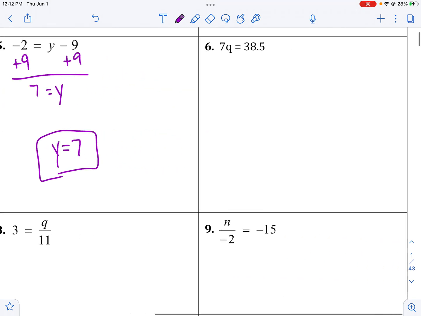And on number 6, I've got 7 cubed is 38.5. This is where we might get a decimal, and that's okay. Decimals are just fine. I see multiplication, I'll do division, and q would be 5.5.